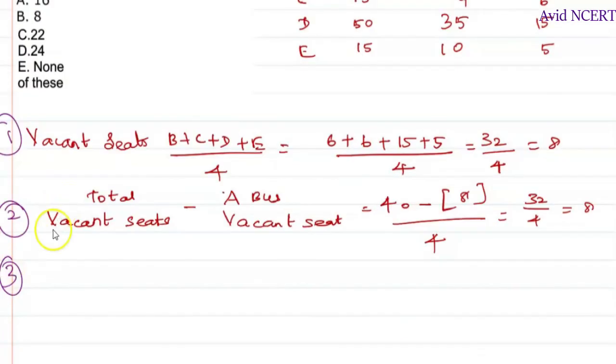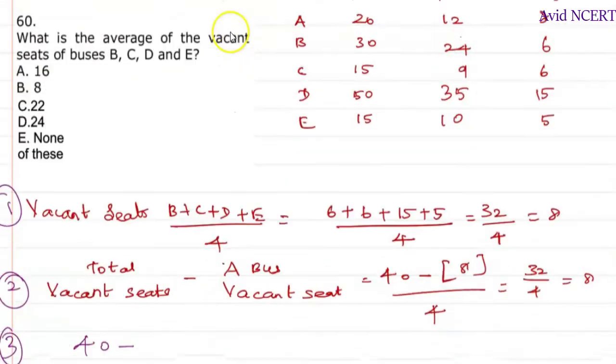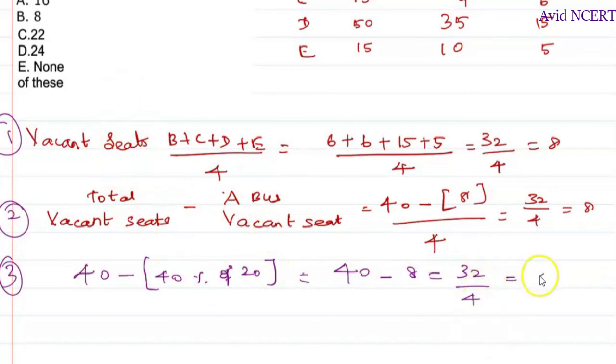So 8 is the answer. The other method you can do here is the same as the previous method, which is 40 total number of seats minus vacant seats of A. 60% of seats are filled, which means 40% is vacant, which is 40% of 20 seats. 10% is 2 and 40% is 2 times 4, which is 8. So equals 40 minus 8, which is 32. And since they are asking for the average of 4 buses, it is divided by 4, which equals 8. So 8 is the answer.